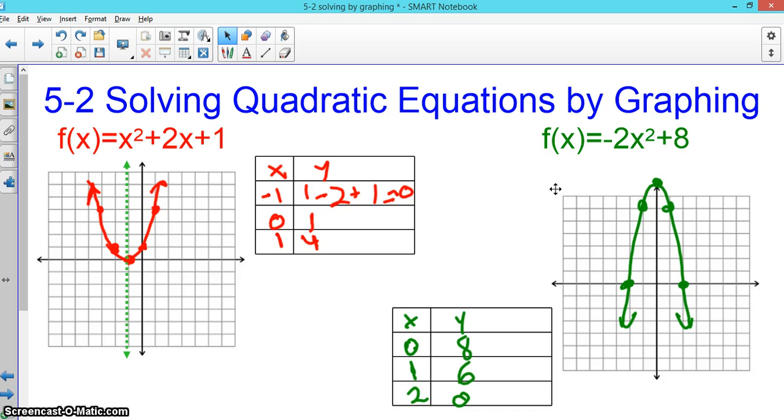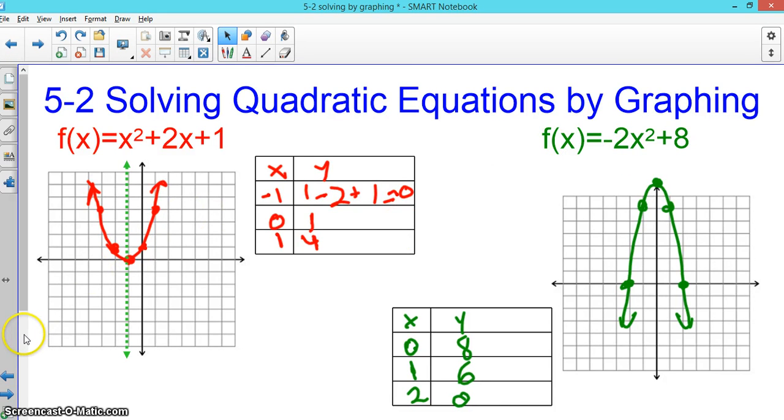So there it is. So what? This is what we've been doing all week. Well, solving quadratic equations by graphing. These are 2 quadratic functions. Sometimes I call them quadratic equations, but it's probably better to call them functions because that's what they are. I mean, they're equations as well, y equals blah, blah, blah.